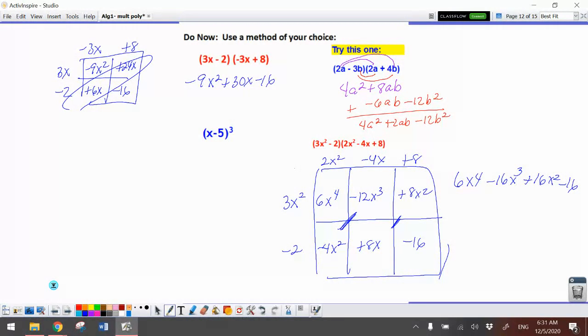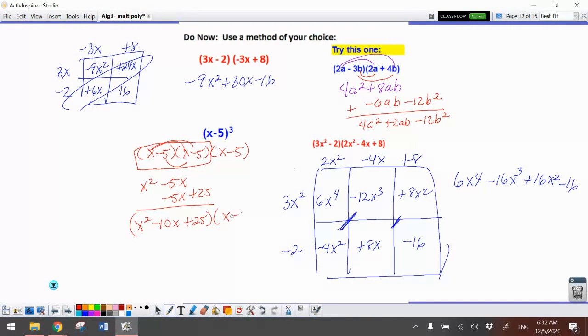Okay, now let's talk about this last one. So I have x minus 5 to the power of 3. So that means I have x minus 5 times x minus 5 times x minus 5. Now, when I solve something to a power of 3 like this, I actually need to break it into pieces. So I need to take this part first, okay? So let's go ahead and do just the regular distribution. So x squared minus 5x minus 5x and a positive 25. Let's get that answer. So x squared minus 10x plus 25.